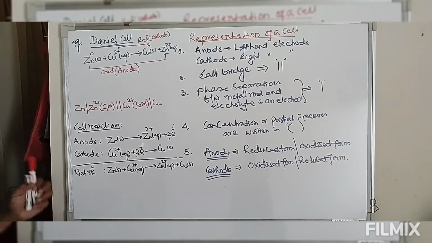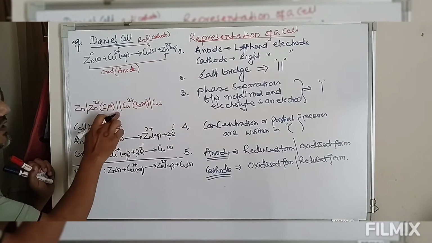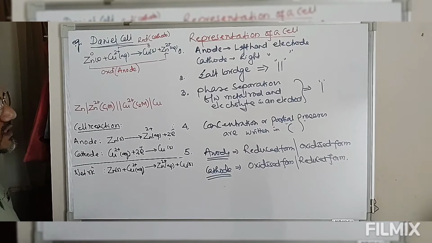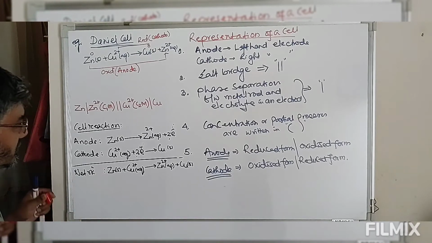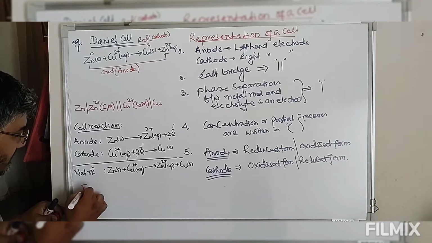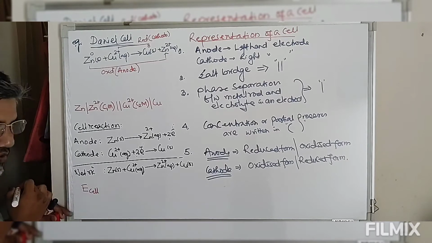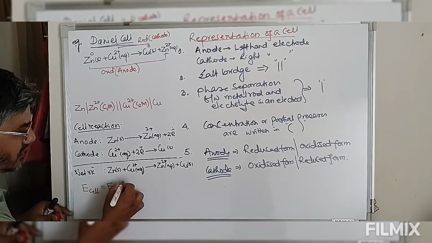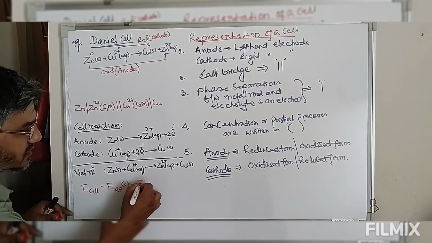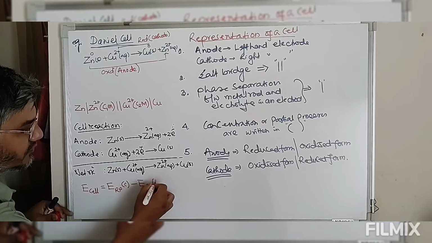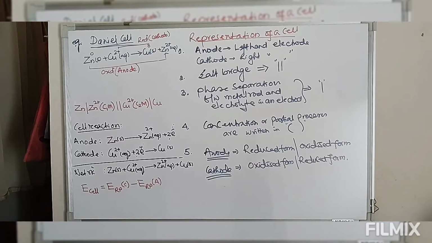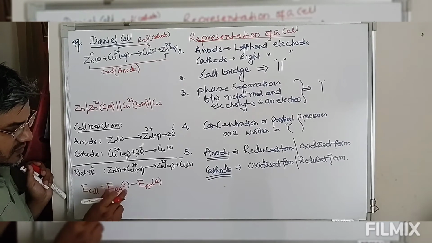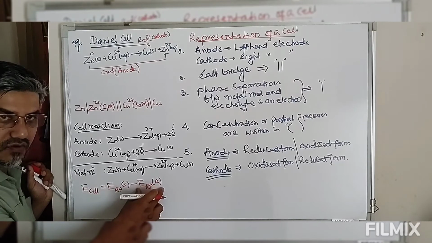Now if this is the cell, when this is connected through a salt bridge, there must be some potential difference developed, and that potential difference is what we call the cell potential. So the net cell potential for this reaction is the reduction potential of cathode minus reduction potential of anode. So I repeat, as I have mentioned earlier, cell potential is reduction potential of cathode minus reduction potential of anode.